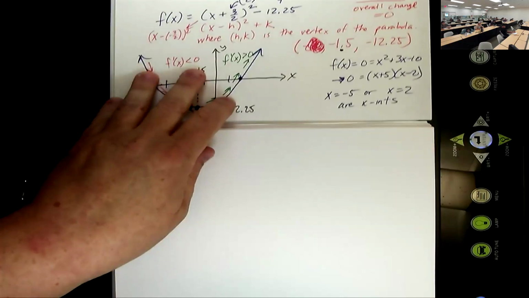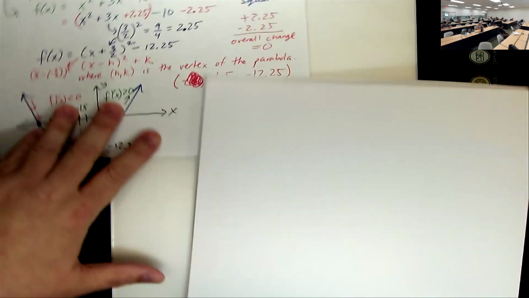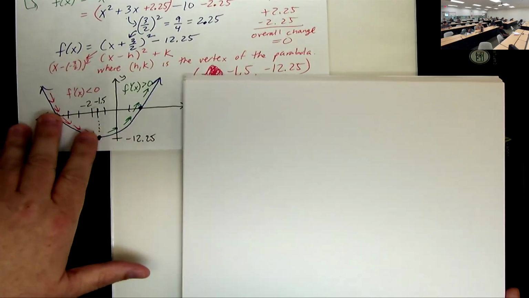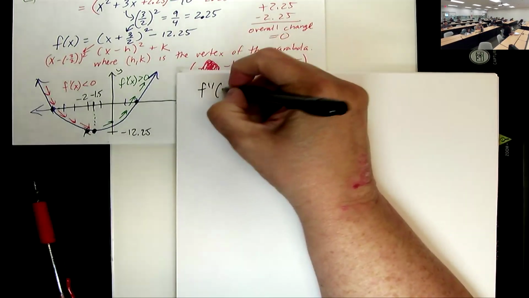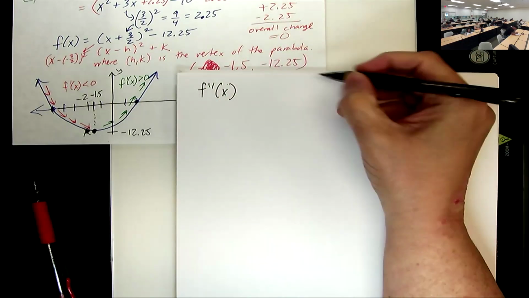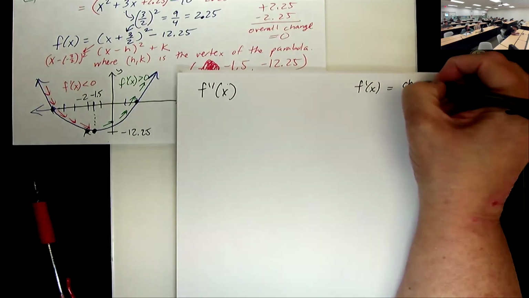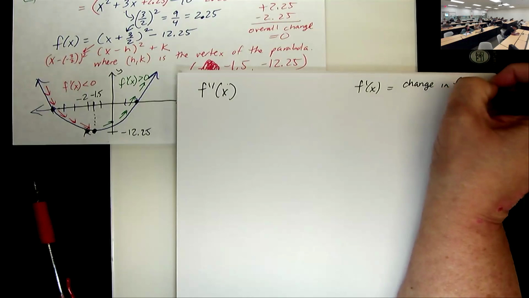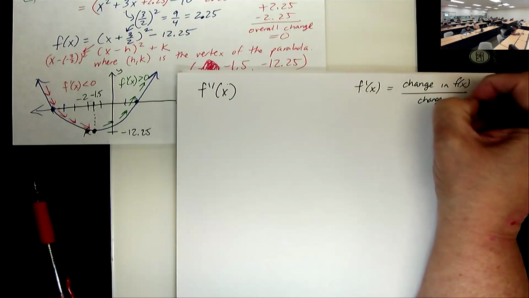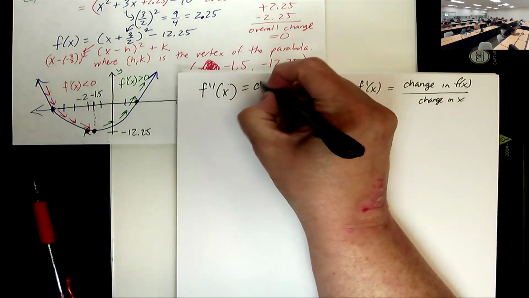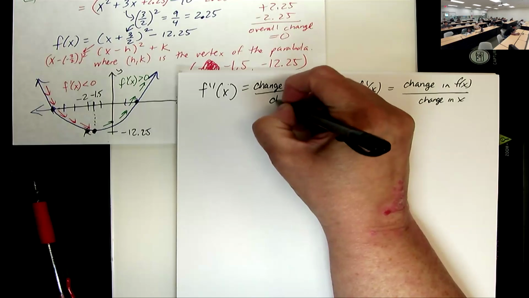Using this same graph though, I want to talk about the second derivative. So I'm gonna have that graph there off to the side. Let's talk about the second derivative, f double prime of x. So f prime of x is a change in y, or a change in f of x, over a change in x. The second derivative is a change in f prime of x over a change in x.